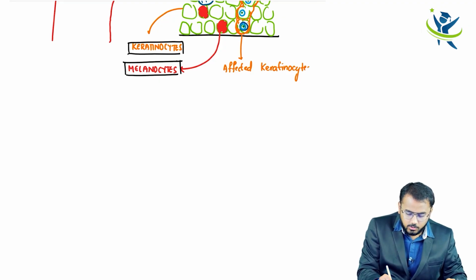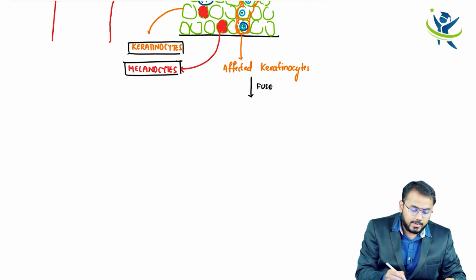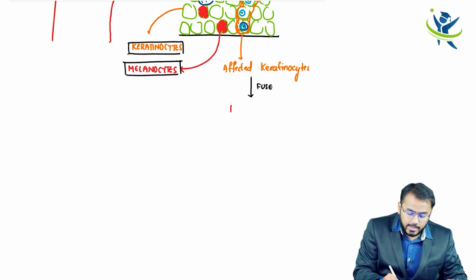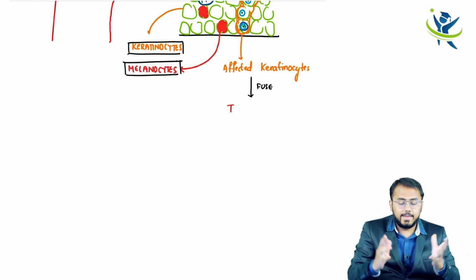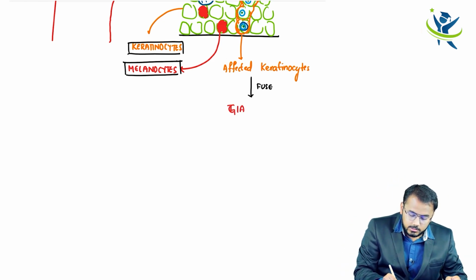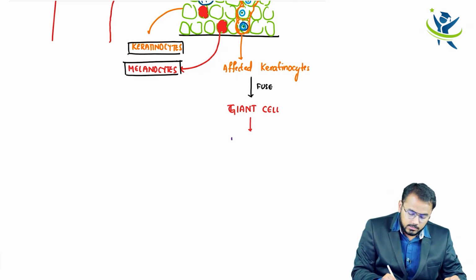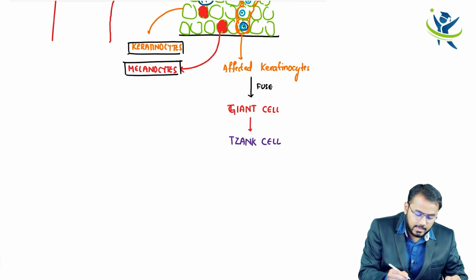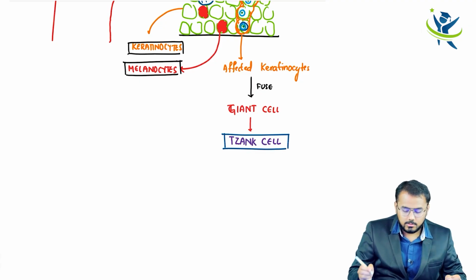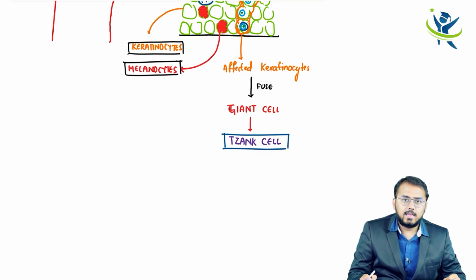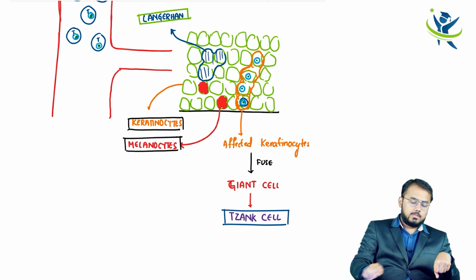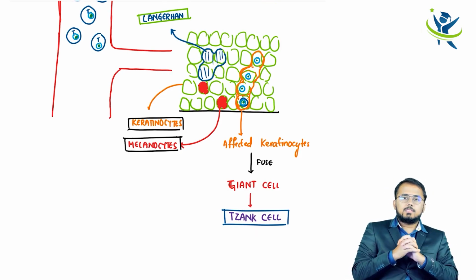Affected keratinocytes. All these affected keratinocytes fuse together to form a giant cell, and the name of that giant cell is called Tzanck cells. Clear? So they are called Tzanck cells. In this way, your entire epidermis, all over the body, is getting affected.